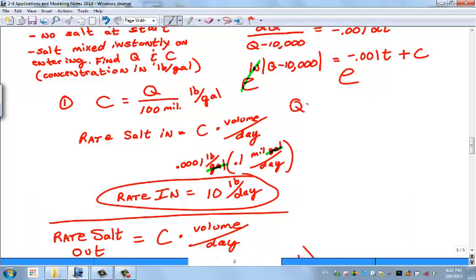Q minus 10,000 is equal to a e to the negative 0.001 t. I'm really rushing through now. I hope you guys are grasping this. This should be the easy part anyways. Q is then equal to a e to the negative 0.001 t plus 10,000.